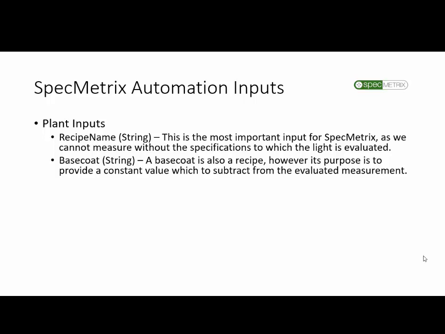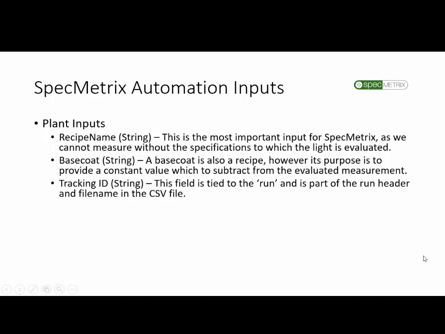Next is a tracking ID, and this tracking ID is used in the file name as well as stored in the CSV, and allows tying a specific run or a particular coding from the point at which a splice has gone through.